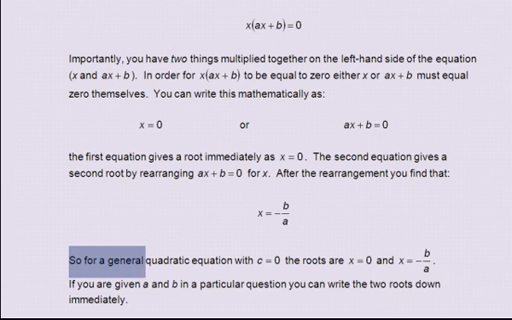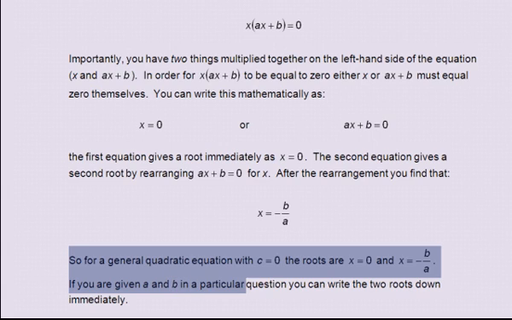So, for a general quadratic equation with c equals 0, the roots are x equals 0 and x equals minus b divided by a. If you are given a and b in a particular question, you can write the two roots down immediately.